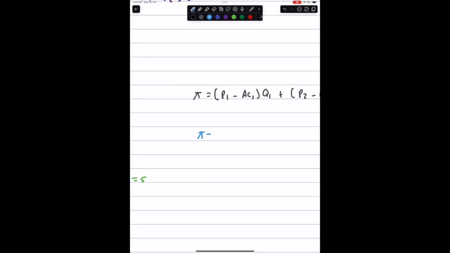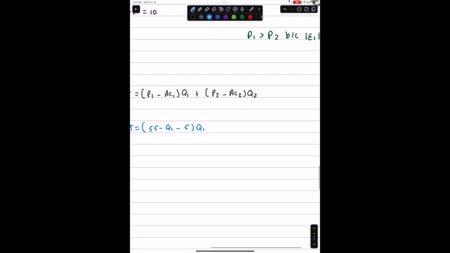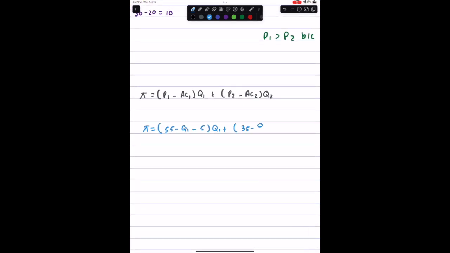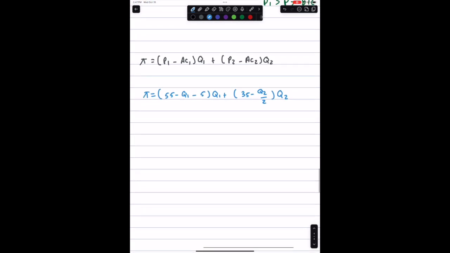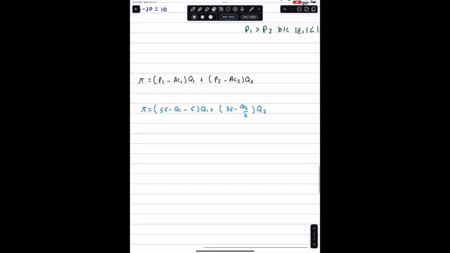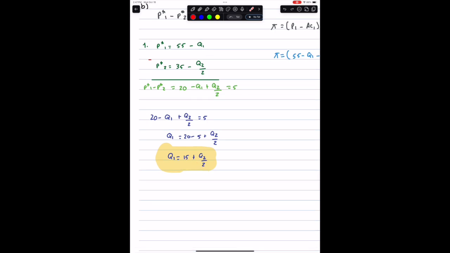Profit is equal to, we know P1 is equal to 55 minus Q1, minus our average cost, which is 5, times Q1, plus, well, we know our price of 2 is 35 minus Q2 over 2, times Q2. Now, what we're going to do is we have Q1 is equal to 15 plus Q2 over 2 here. We're going to sub in Q1 into this big equation. So wherever we see Q1, we're going to replace it with 15 plus Q2 over 2.